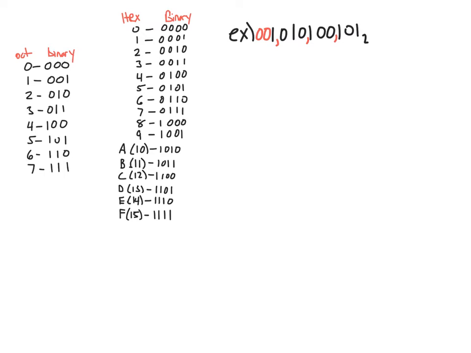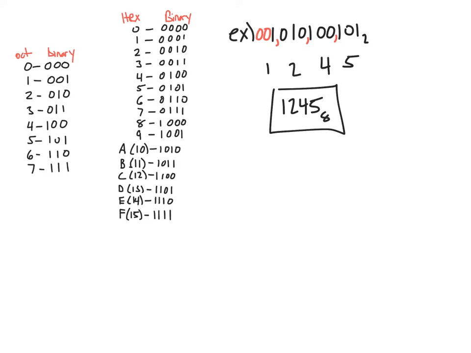And so, starting over here on the right side, 101, that's 5. 100, that's 4. 0, 1, 0 is 2. And 0, 0, 1 is 1. And so that means this number is 1, 2, 4, 5 in octal.